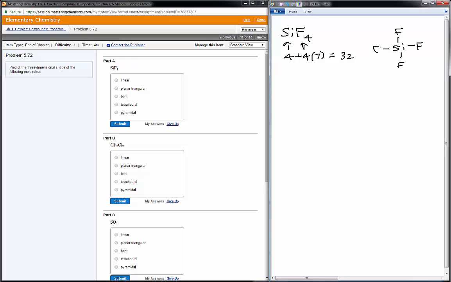Fluorines all around the exterior. And then I fill in, let's see, I have 2, 4, 6, 8. I've used up 8, so I have 24 left. Now I need to fill in electrons on exterior atoms. So 2, 4, 6, 8, 10, 12, 14, 16, 18, 20, 22, 24. I've used up all 24. I have nothing left. And silicon is already okay because it already has 8. So that is the structure of SiF4.